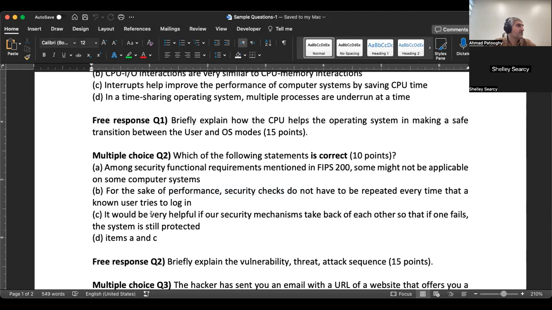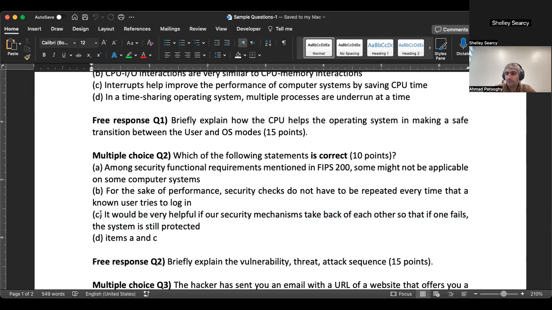C says it would be very helpful if our security mechanisms take back of each other so that if one fails, the system is still protected. If you remember, this is something that we called layered security or layered protection. It says that it would be better to have various layers of protection mechanisms so that you can have your system protected if one of the things fails. So in that case, yes, go ahead, Shell.